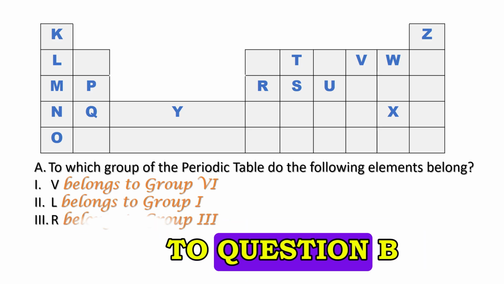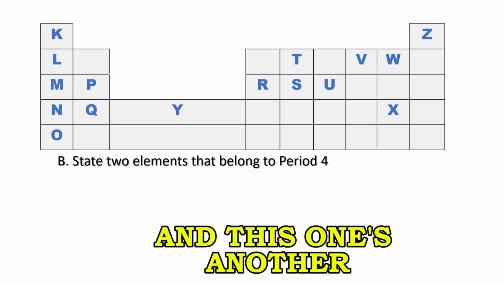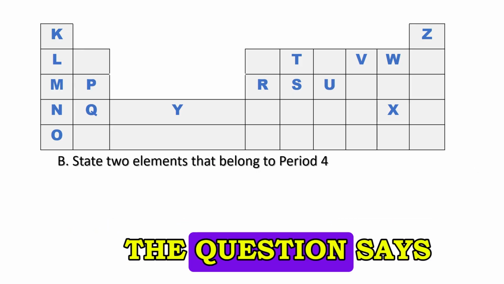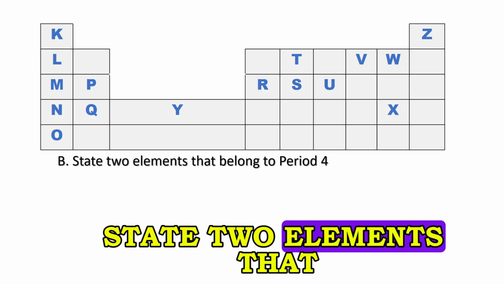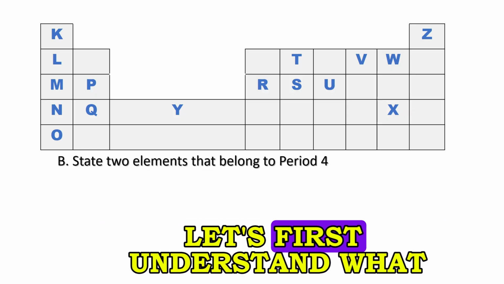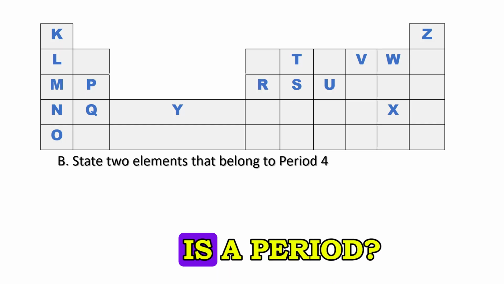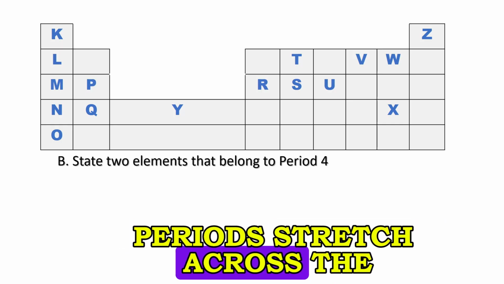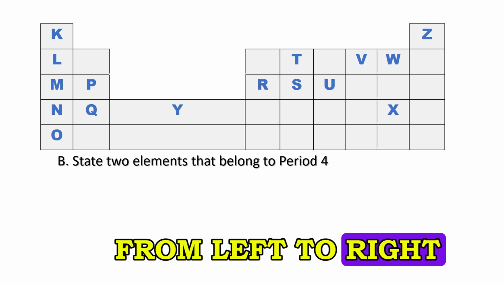All right, let's move on to question B. And this one's another key to unlocking the periodic table puzzle. The question says, state 2 elements that belong to period 4. But before we name them, let's first understand, what's a period? While groups stand tall like pillars, periods stretch across the table horizontally from left to right.